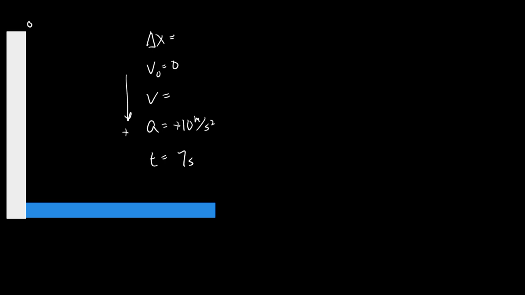1/2 at squared plus v naught t. So 1/2 of 10 is 5, 7 squared is 49. Do some math and you can get your value for how far it is. That part's not particularly interesting. The next part's kind of interesting though. I like the next part.